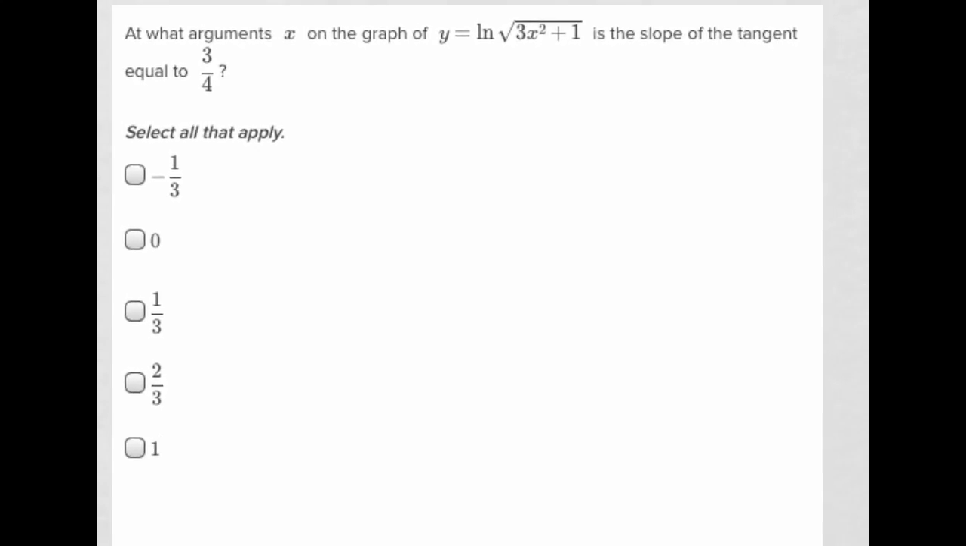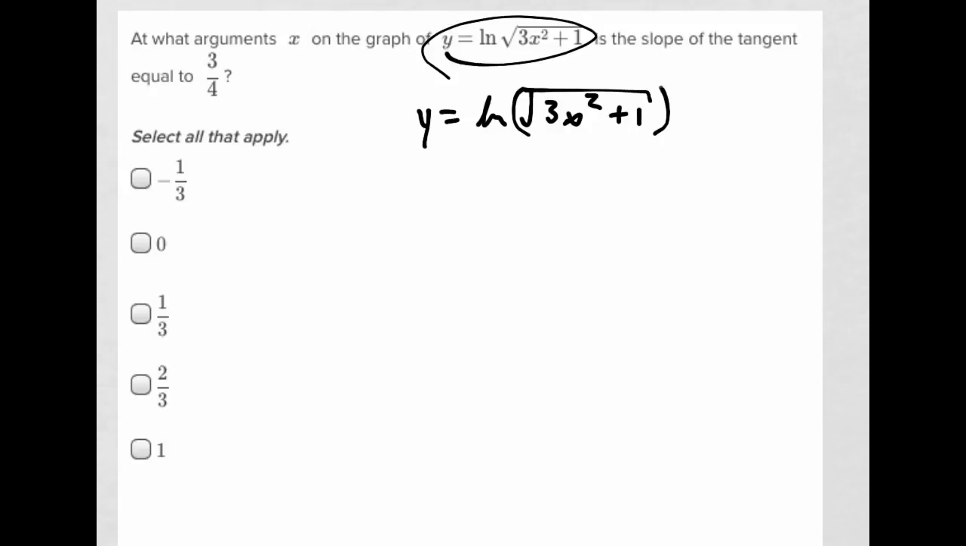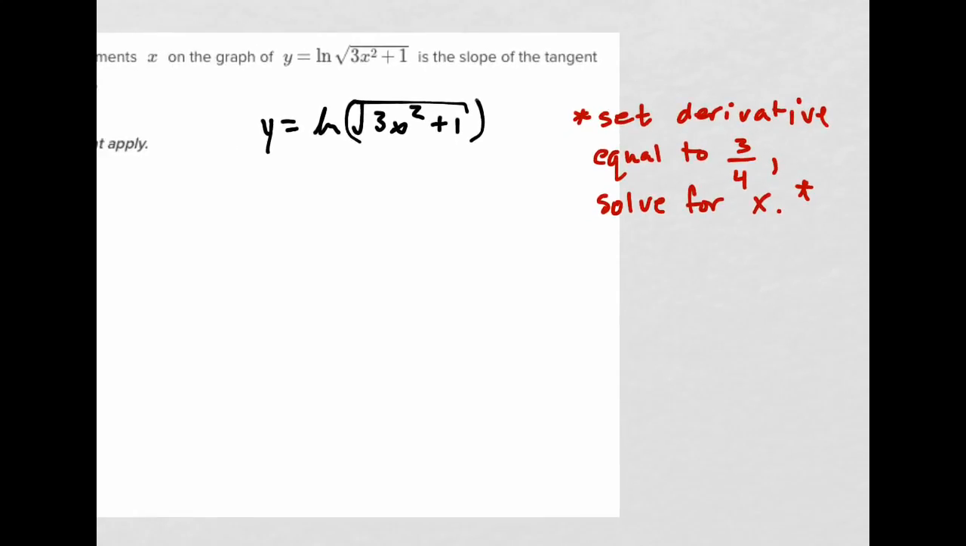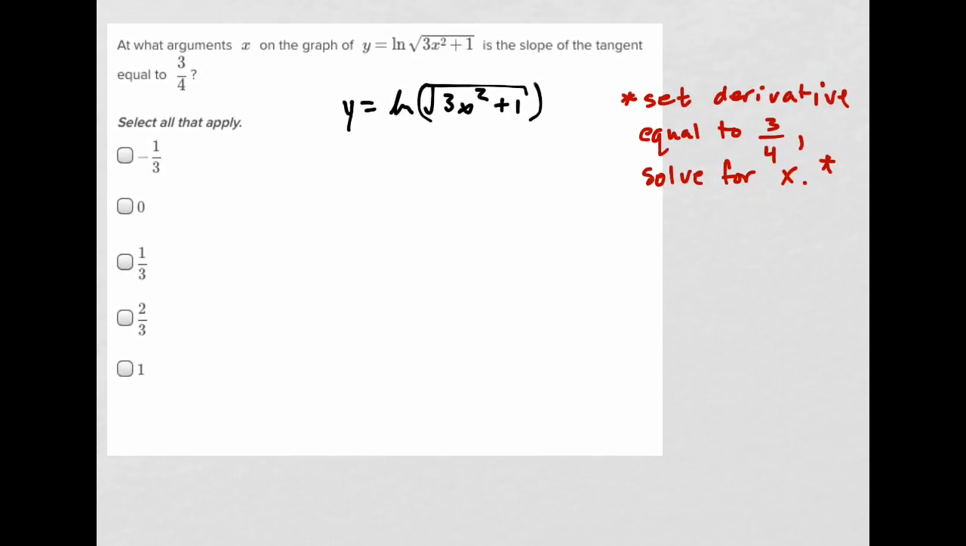But here we go. So I have y equals the natural log of the square root, I'm going to put that in parentheses to be extra clear, of 3x squared plus 1. So it says at what argument x on the graph of this is the slope of the tangent equal to 3 over 4. Well, the slope of the tangent, that means I got to take the derivative of this, and it's saying for what x value does that slope equal 3 over 4. So here I have to set my derivative equal to 3 over 4 and solve for x. Why you had to do that is because it's saying when's the slope equal to 3 over 4. So that's saying when's the derivative equal to 3 over 4. And we find the x value for that equation.